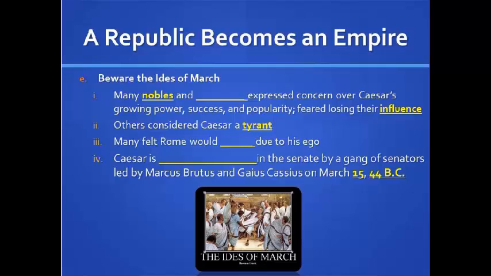As things progressed, many senators were feeling he was getting too popular, he was going to get too much power, all total power, including senatorial power, was going to go to him, and some senators were not liking that idea. In the end, Caesar was stabbed to death in the Senate by a gang of senators led by Marcus Brutus and Gaius Cassius on March 15th of 44 BC. Brutus actually being one of his best friends.